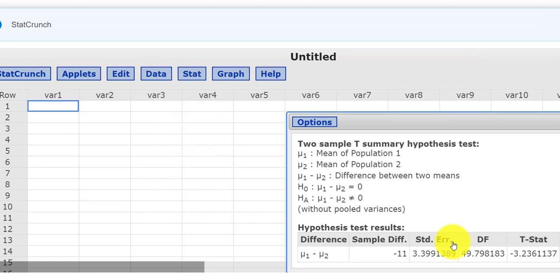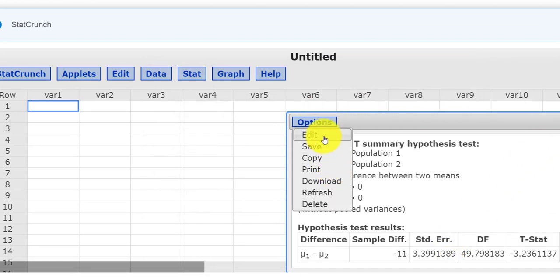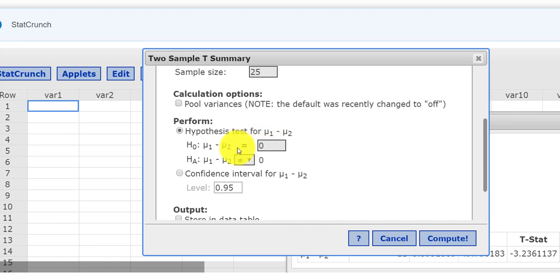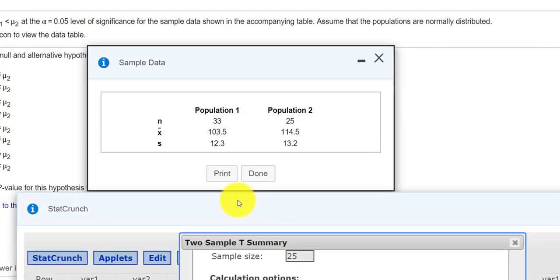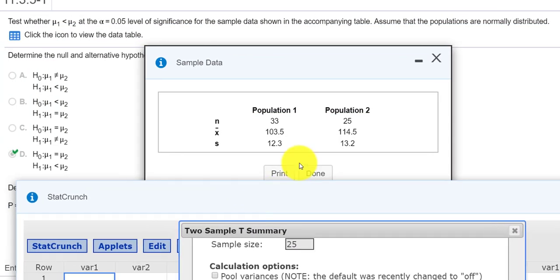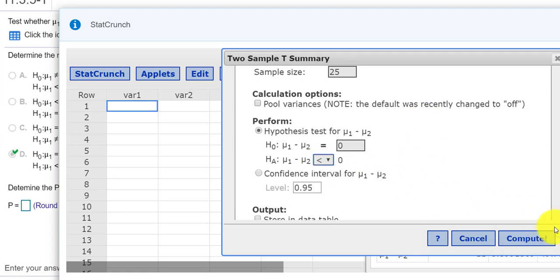I press compute. Oh, actually, before I press compute, I just want to make sure everything else is okay. See, I made a boo-boo here. Right, hypothesis test, all right. We want it to be U1 is less than U2, right? If I add U2 to both sides, I'd have U1 is less than U2, and that's what we were testing here. Okay, now I think I can press compute.